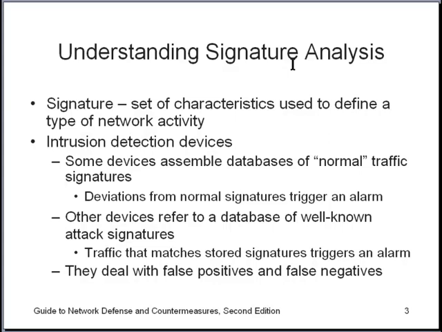So, as a definition, a signature is a set of characteristics used to define a type of network activity, and this can be things that we typically consider good, which is FTP traffic, HTTP traffic, sendmail traffic, and so on, or they can be nefarious. They can be things that are done for bad as opposed to good. And sometimes you can see traffic that could be either bad or good, but it needs to be taken into a larger context.